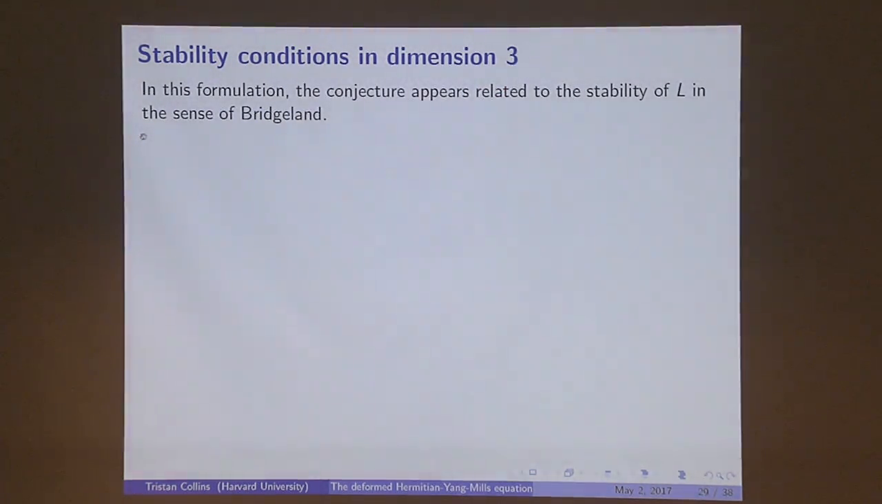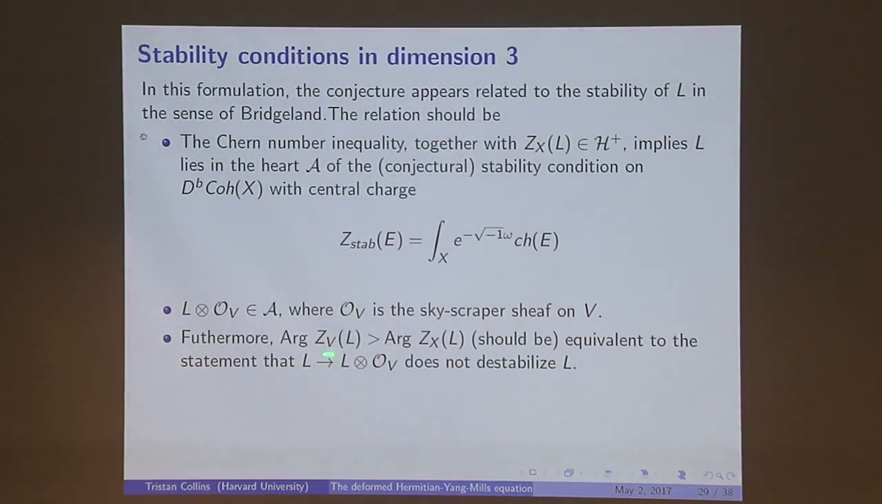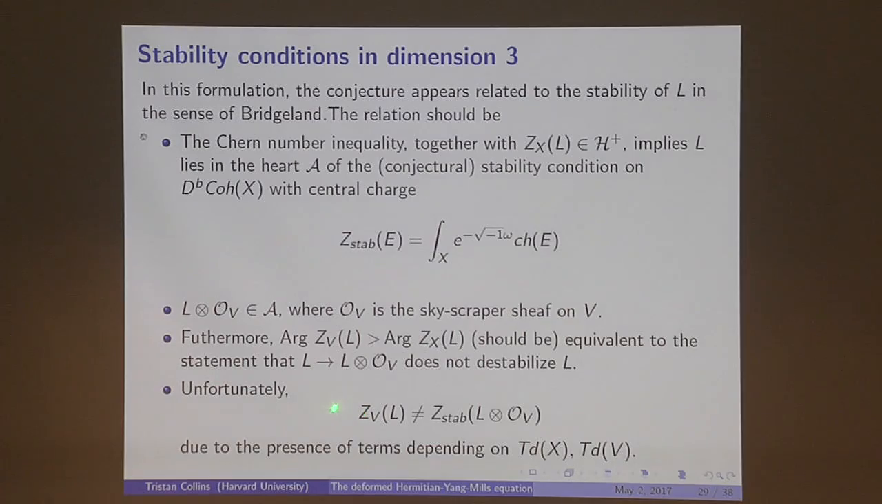OK, so in this formulation, when you write it out this way, everything appears to be related to the stability of L in the sense of Bridgeland. I'm not going to say what a Bridgeland stability condition is. It's some categorical version of stability. But the point is that this Chern number inequality, together with lying in the upper half space, should imply that L lies in the heart of some conjectural stability condition on the derived category with this central charge. And then the statement that we've made is that L tensor a skyscraper sheaf supported on V lies in the heart, and L is not destabilized by this surjection, L surjecting onto L tensor the skyscraper sheaf. I said "should" because I'm lying a little bit: this definition of the central charge that we need to use for our stability condition turns out not to be the same as this Bridgeland type central charge.